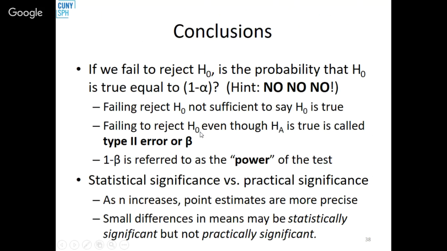Failing to reject the null hypothesis, even though the null hypothesis is false and the alternative is true, is type 2 error, or beta, and 1 minus that is the power of the test.